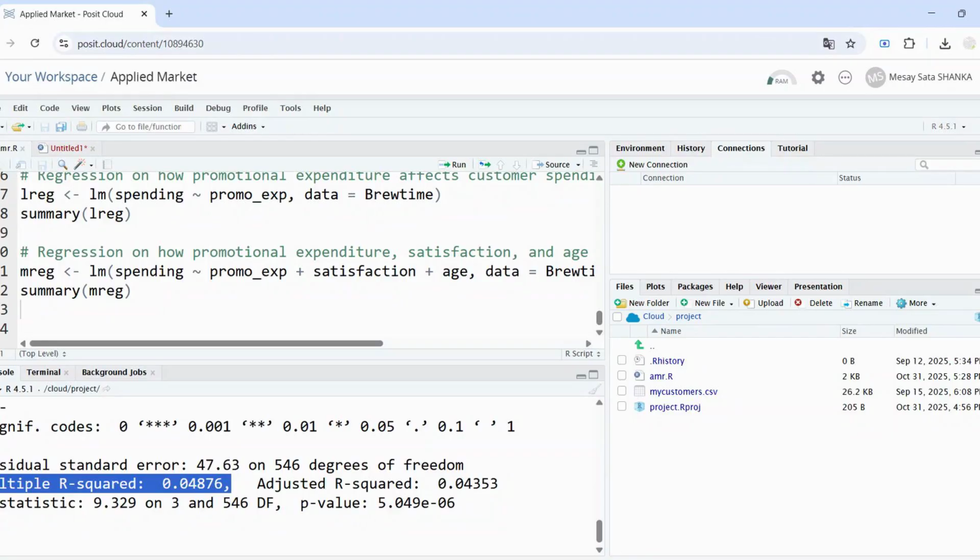So we can conclude that both promotional exposure and customer satisfaction significantly increase customer spending, while age has no significant effect in the model. So this means companies should focus their marketing effort on promotion and improving customer satisfaction, since these two factors have a meaningful influence on customer spending.